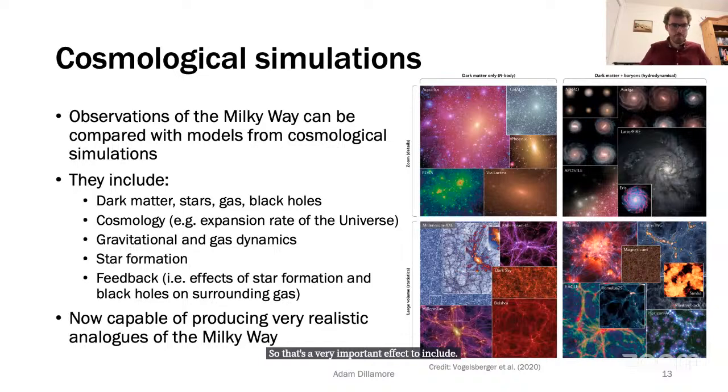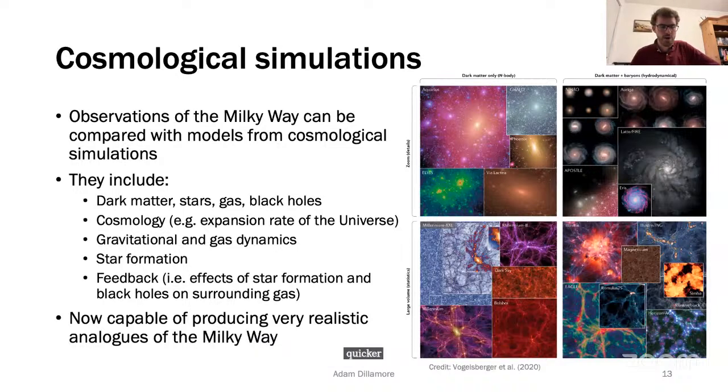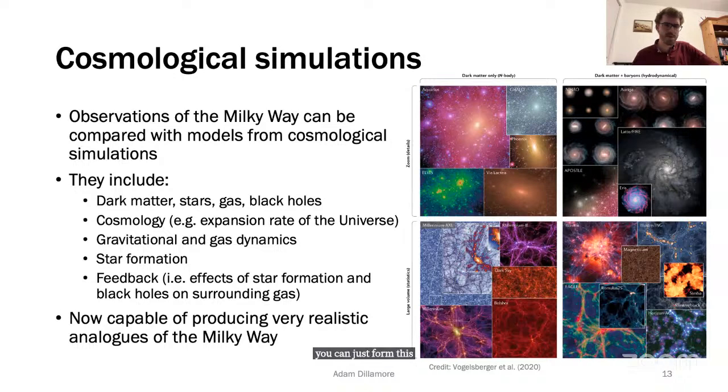And these simulations can produce very realistic analogs of the Milky Way. So I've put several examples here in this figure. There are various types of cosmological simulation. The top left corner is dark matter only. The reason why you'd run this is it's just much quicker to run. If you don't have to worry about pressure forces of gas particles and so on, you can just form these dark matter halos with no galaxies in, which is not particularly useful for galactic archaeology, but it may be interesting if you're interested in cosmology.